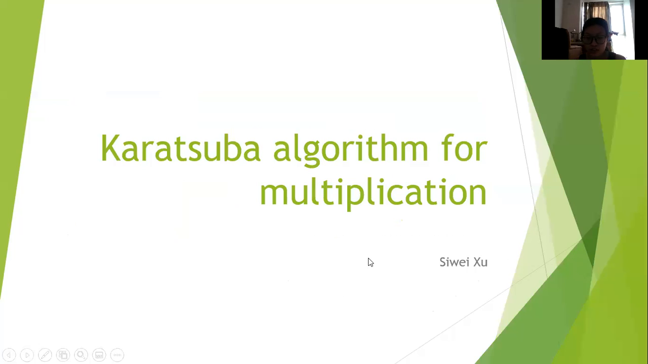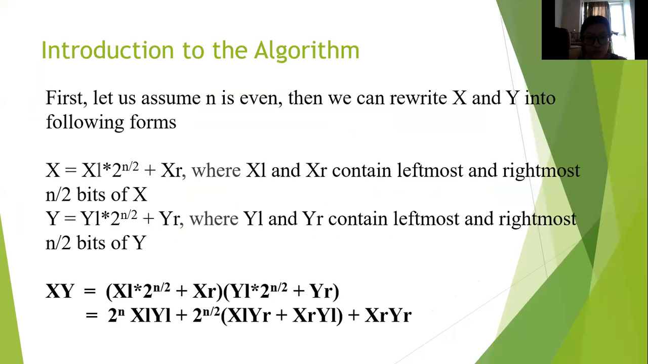Hey guys, so we learned divide and conquer in class this week, and as an example, we mentioned the naive multiplication. Now I want to explain this new algorithm for multiplication, which is called the Karatsuba algorithm, and that has a slightly better complexity. We mentioned it in class, but I thought it'd be nice to give a more concrete explanation of this algorithm. So here's the theory part of it.